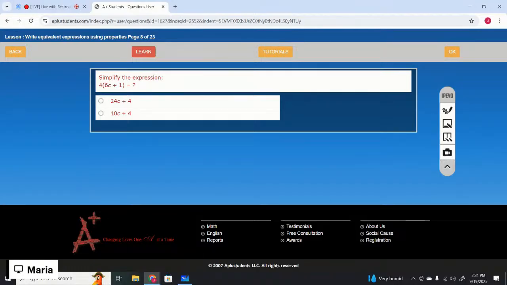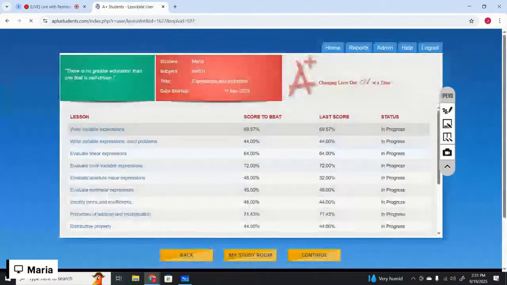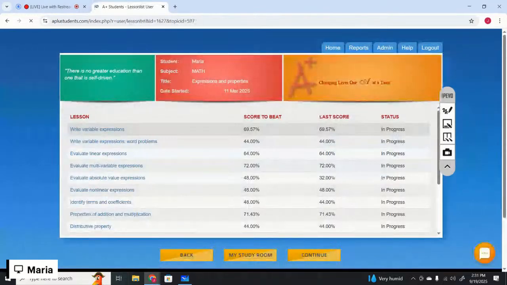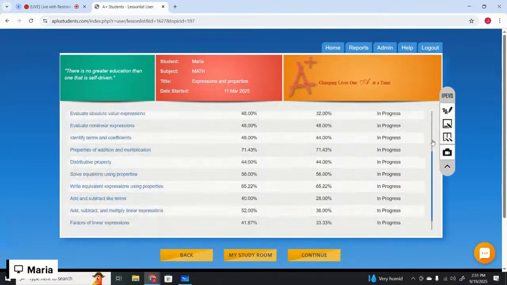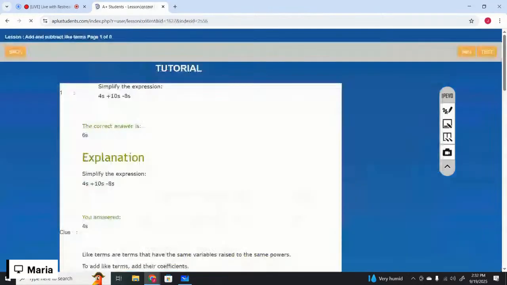Simplify the expression. 4 times 6 is 24. 24c plus 24. Option number 1 is the correct option. Okay, you can complete the lesson by yourself later today. Let me just move on to the next lesson. The next lesson is add and subtract like terms.